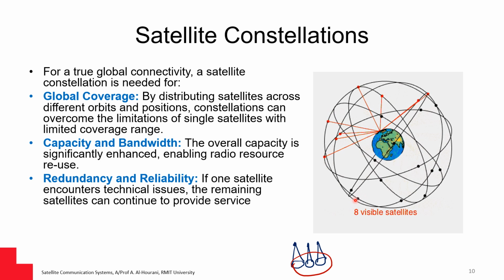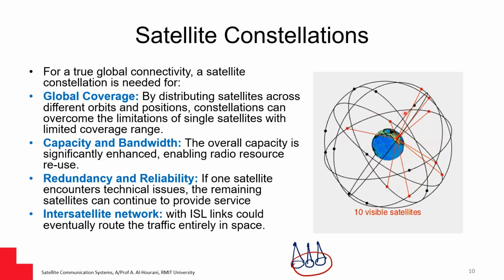The third item is redundancy. In this example, we have a user having multiple visible satellites, so it can choose which one is providing higher bandwidth. Also, if one of them fails, you can still have others to utilize for redundancy. The fourth is inter-satellite networks, which we covered in previous slides.